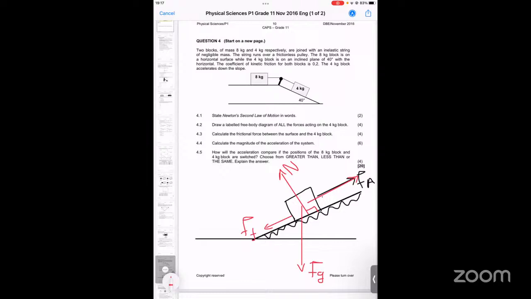The tension is not there because we don't have two objects connected by a string. I'm not sure if it makes sense what I've explained, Didi. Yes, sir. Okay, then it's fine.